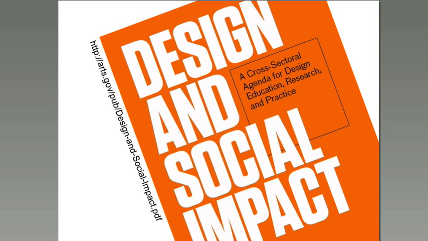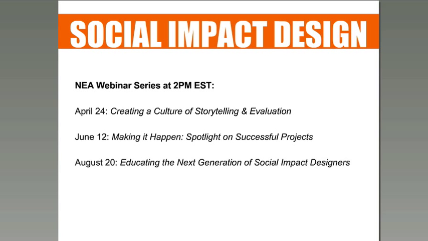If you haven't already, I'd encourage you to take time to download a recently released white paper, Design and Social Impact, a cross-sectoral agenda for design education, research, and practice. Published by the Smithsonian's Cooper Hewitt National Design Museum in conjunction with the National Endowment for the Arts and Lemelson Foundation, this publication sets the stage for exploring key topics in social impact design. Includes a timeline featuring highlights of the field, key players, and proposals for advancing this field of work.